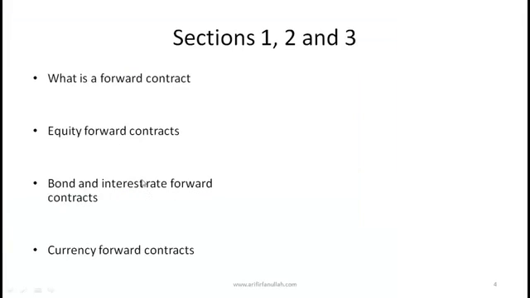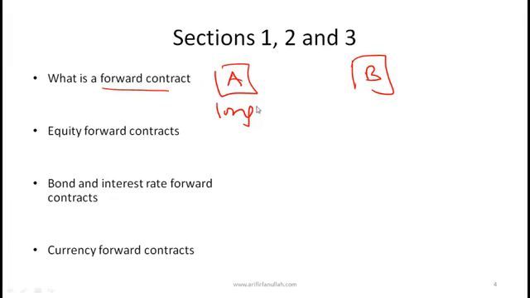Let's get started. The first thing I'll do is a 5-minute summary of what you should remember from Level 1. What is a forward contract? A forward contract is a deal between 2 private parties, let's say counterparty A and counterparty B. Let's say that we are A, the long party. In a forward contract, we write this document, which is the forward contract.